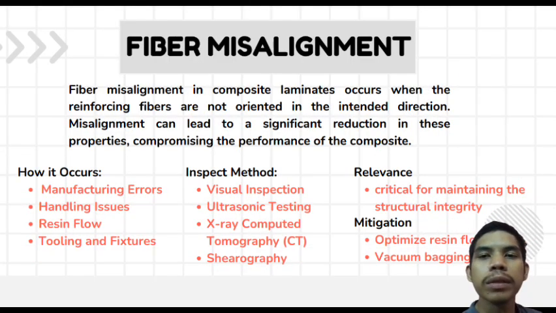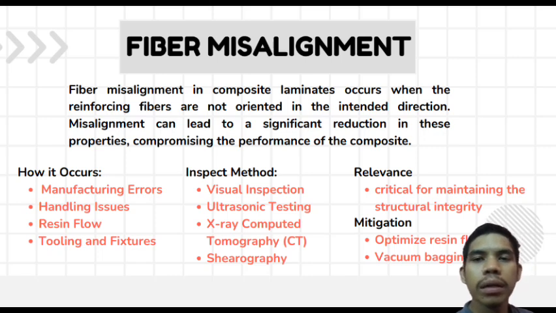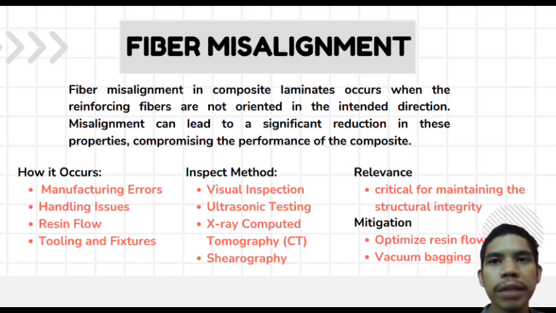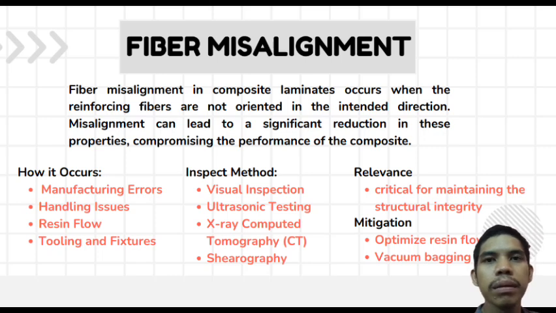Lastly, we have fiber misalignment. What is fiber misalignment? Fiber misalignment in composite laminate occurs when the reinforcing fibers are not oriented in the intended direction. Misalignment can lead to a significant reduction in these properties, compromising the performance of the composite.